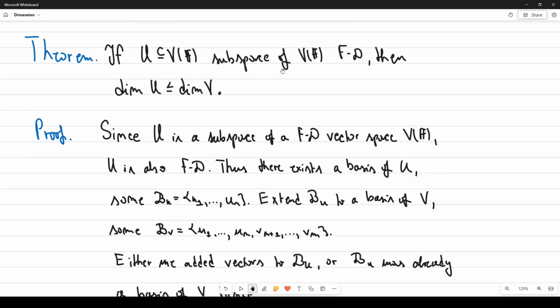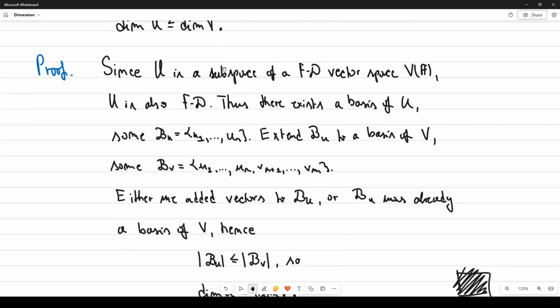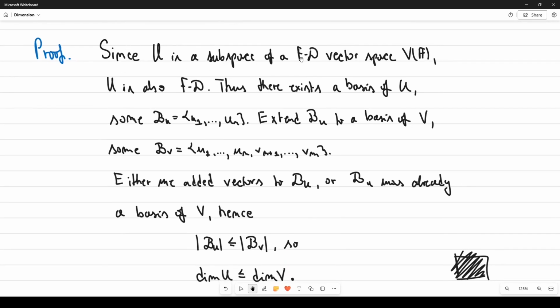And now we can show the following: if U is a subspace of our finite dimensional vector space V, then the dimension of U is less than or equal to the dimension of V. Since U is a subspace of a finite dimensional vector space V, U is also finite dimensional. Thus there exists a basis of U, some B_U, these vectors over here.